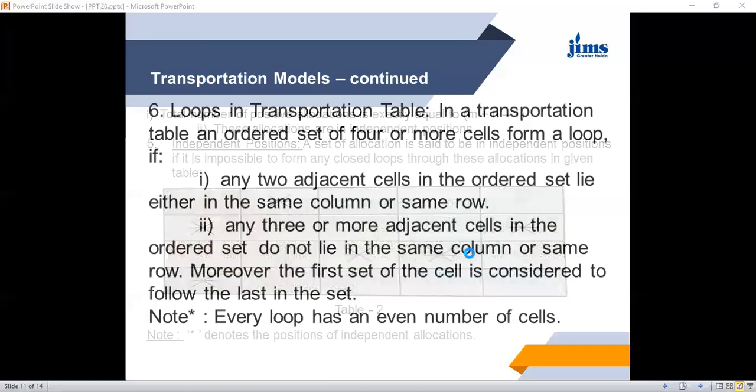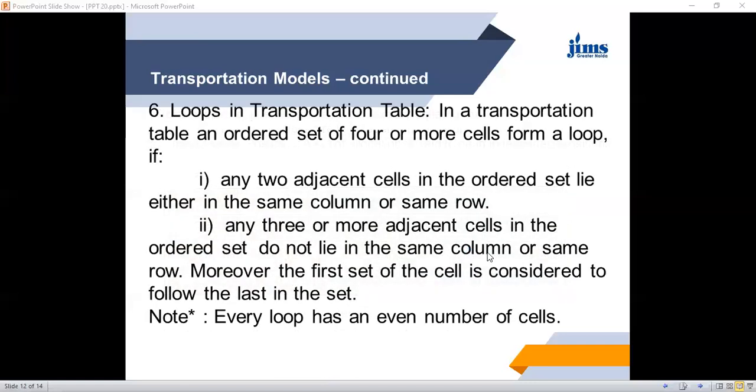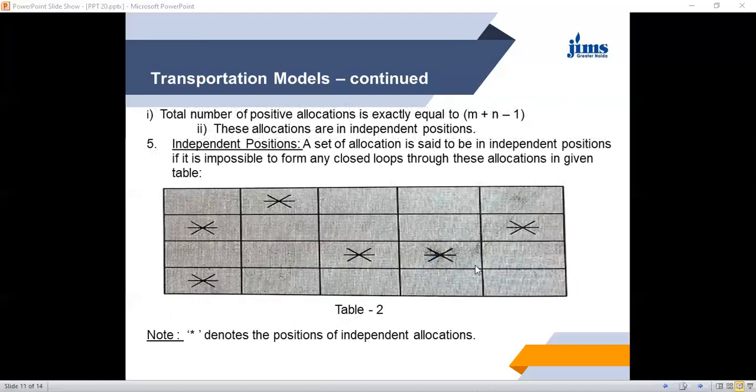Now, how is a loop formed? It is said that in a transportation table, an ordered set of 4 or more cells forms a loop when any two adjacent cells in the ordered set lie either in the same column or same row. Either it should lie in the same column or same row, but this is not the final condition. This may be one of the conditions.